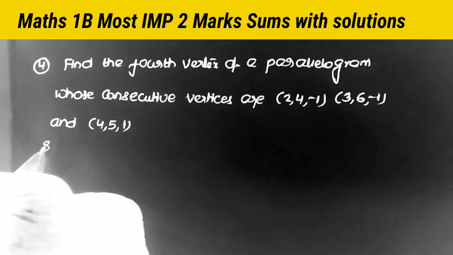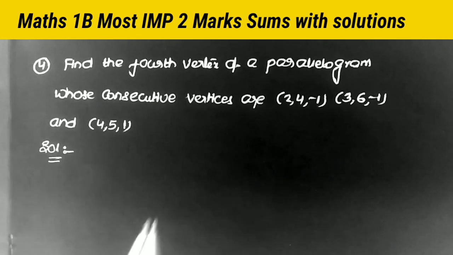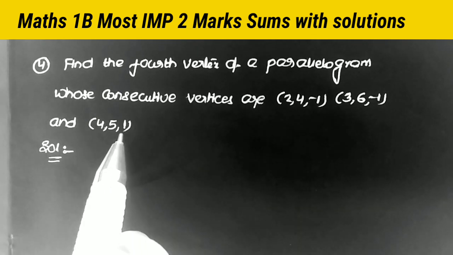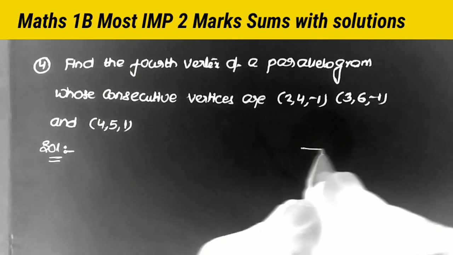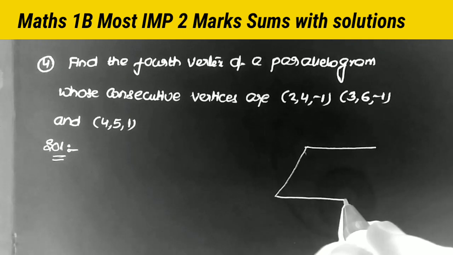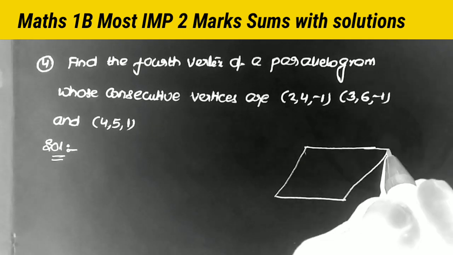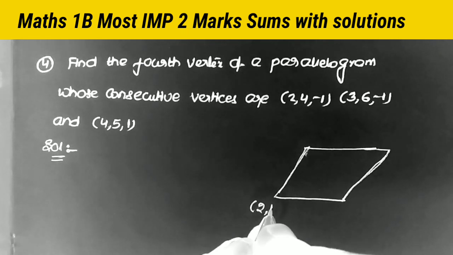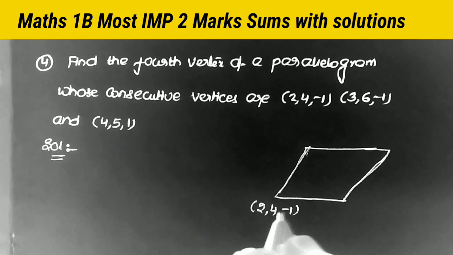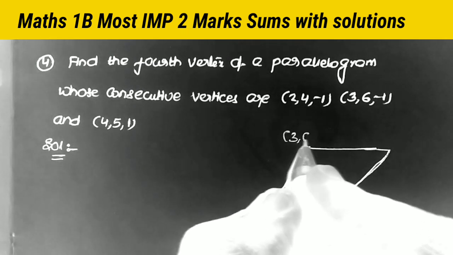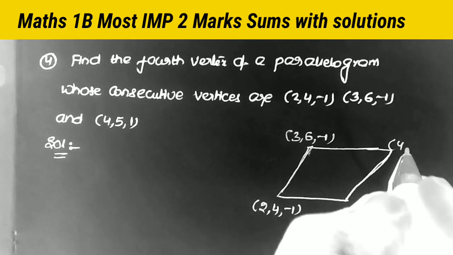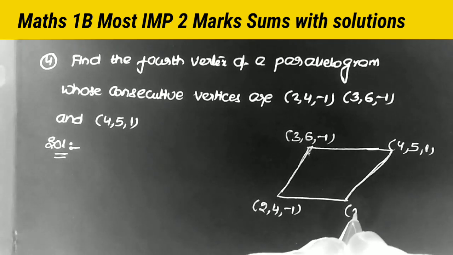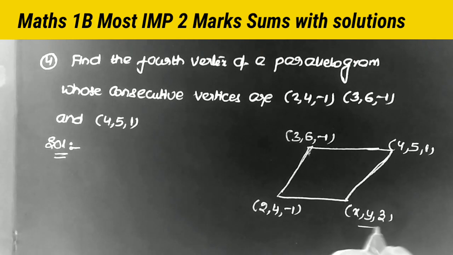The next problem: find the fourth vertex of the parallelogram whose consecutive vertices are (2, 4, -1), (3, 6, -1) and (4, 5, 1). We have to find the fourth vertex of this parallelogram whose consecutive vertices are given. This is (2, 4, -1), this is (3, 6, -1), and this is (4, 5, 1). These are the consecutive vertices, one by one. Now, what is the fourth vertex? We have to find this vertex.